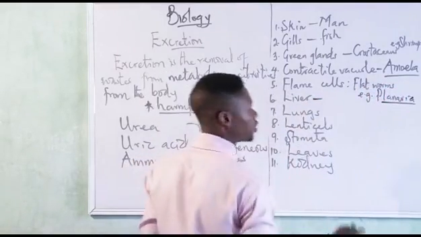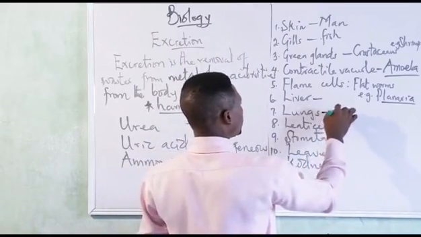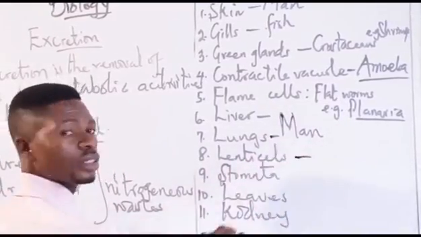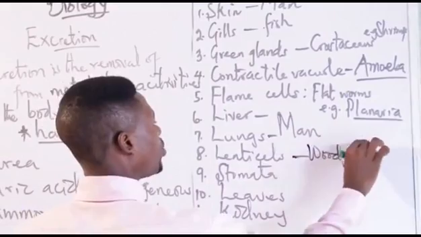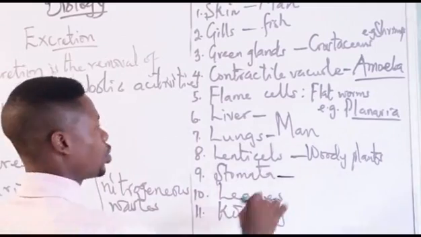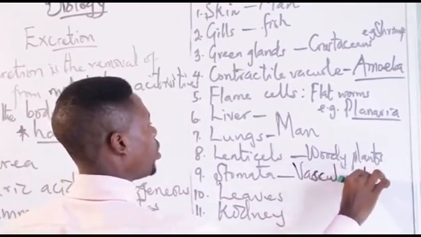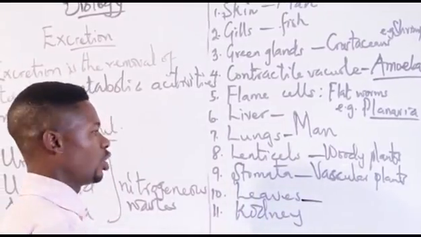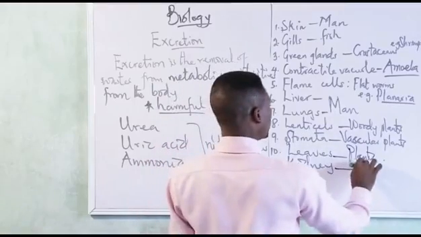Liver, yes, in man. Then lungs, you can find in man too. Then lenticels, you find these in woody plants, for example, your orange tree. Then you have your stomata, for vascular plants. Hibiscus is an example. Then definitely your leaves, you have them in plants. Then kidney, you have it in man.